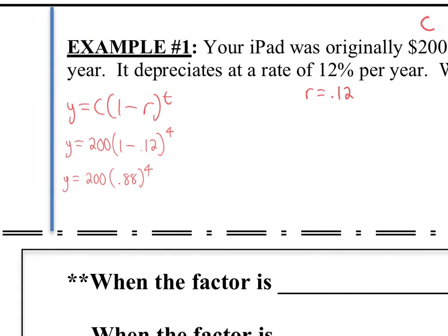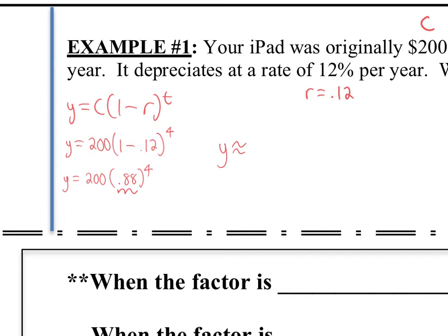Depreciating at a rate of 12% a year is the same thing as multiplying by 88% every year. It's like we're taking off 12% by multiplying. We're multiplying it by 88% of its original value every year, which means you're taking off 12%. So I want you to be comfortable that it's a similar thing. Instead of subtracting 0.12 from 1, you can just multiply by what percent is left over every year.